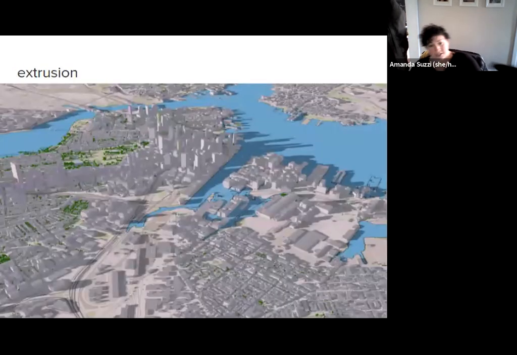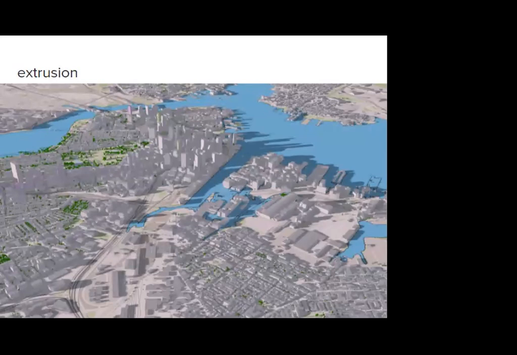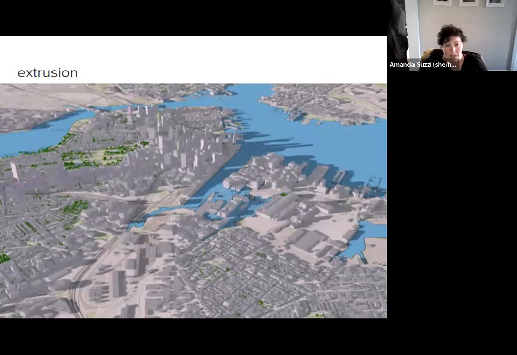Okay, so extrusion. This is a map of Boston. It's actually a map I created with buildings and trees in 3D, plus the sea level. I want to say this is current, but the map I actually made this out of was how Boston would look with sea level rise, and all of these buildings are covered with water.